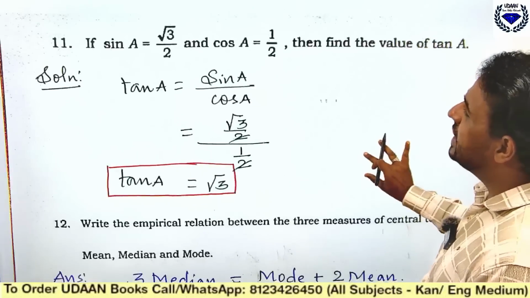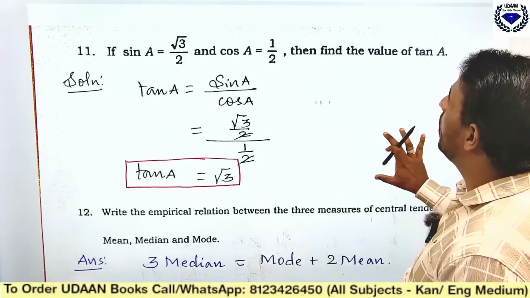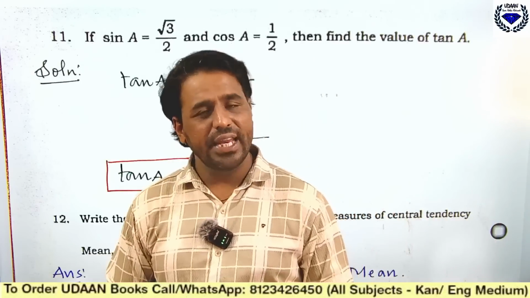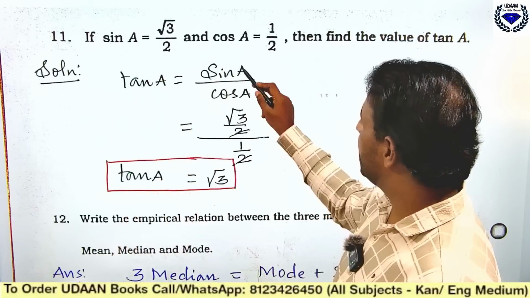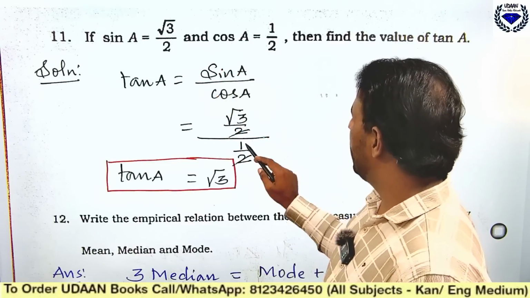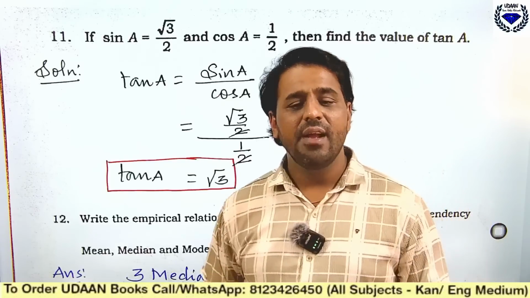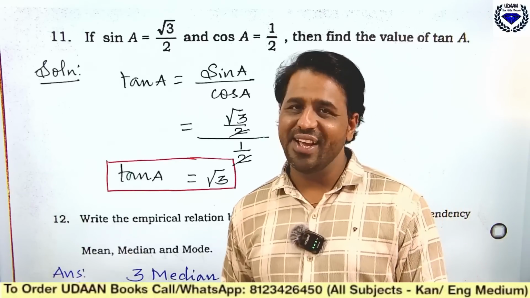If sin A is equal to root 3 by 2 and cos A is equal to 1 by 2, then find the value of tan A. You already know the value of tan A. tan A is equal to sin A by cos A. Okay. Now sin A by cos A, sin value is given as root 3 by 2. Cos value is given as 1 by 2. 2 gets cancelled. Root 3 by 1 will remain. Therefore, tan A will be what? Root 3. Okay. I hope you got the clarity.